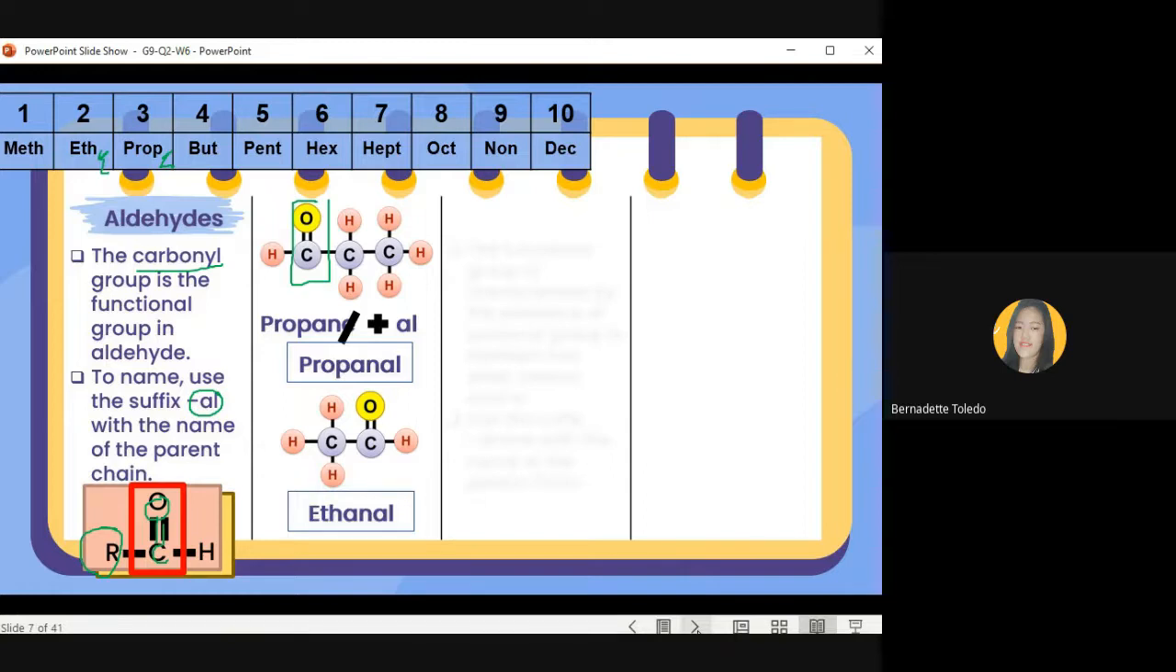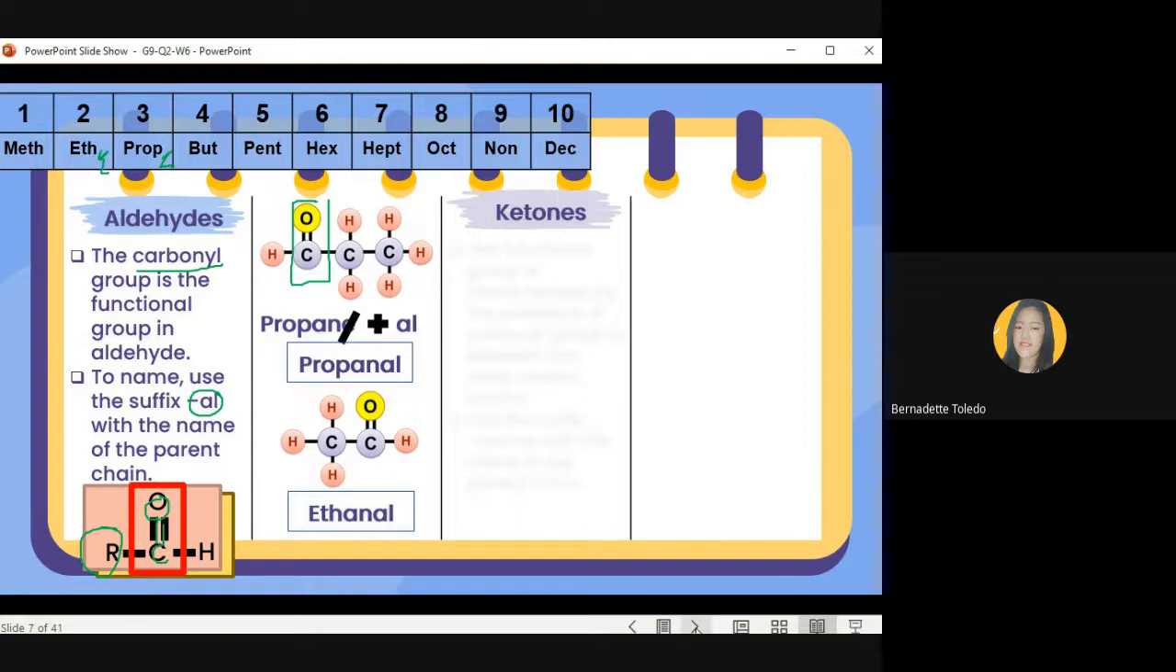Another functional group is the ketones. Let's go back to aldehydes. As I said kanina, familiar tayo sa most common example of aldehyde, and that is the formalin. Yung ginagamit for us to preserve living organisms, di ba yung formalin? So formalin is an example of aldehydes.